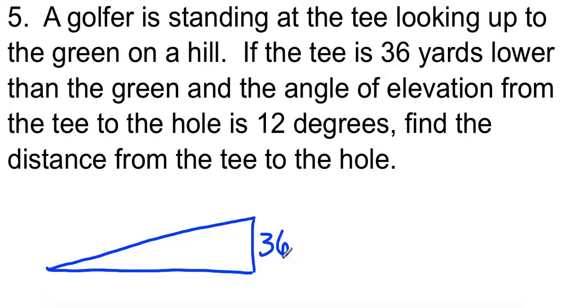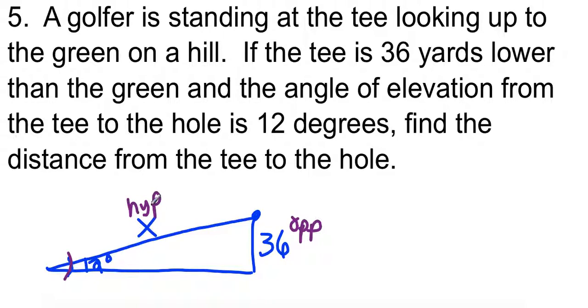All right, so angle of elevation is measured from the horizontal going up, so this is 12 degrees. And this wants us to find the distance from the tee to the hole. So now the hole's up here, right? I'm just reading the problem. Looking up to the green, because this is up on top of a hill, so it's inclined. So we're actually looking for this value. Okay, I think I got the picture drawn. All right, so from this angle, 36 is the opposite side, and x is the hypotenuse.